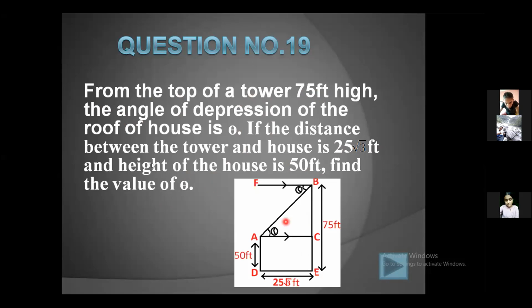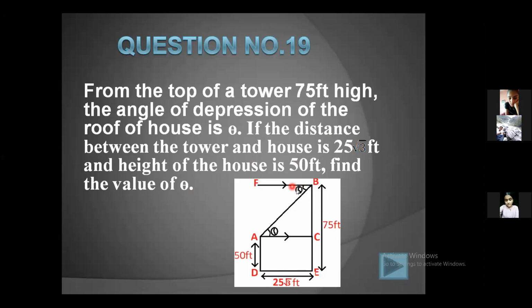Here we have the figure. From the top of a tower 75 feet high, we have the tower and the angle of depression of the roof of the house. Here it is the roof of the house. The angle of depression is theta degrees. If the distance between the tower and house is 25 root 3 feet, here we have the house and it is the tower. The distance between them is 25 root 3 feet and the height of the house is 50 feet. Then find the value of theta.